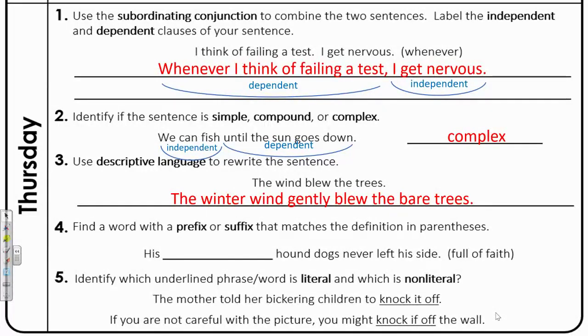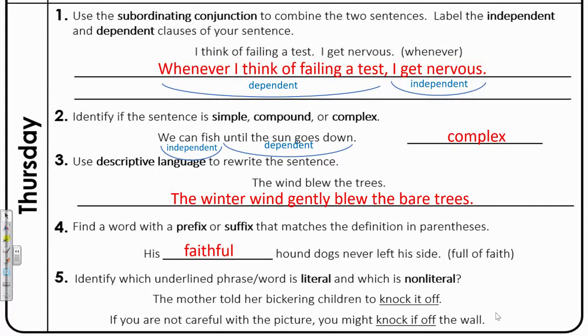Number 4, find a word with a prefix or suffix that matches the definition in parentheses. His blank hound dogs never left his side. They want us to find a word that means full of faith. What kind of hound dogs? Faithful, using that suffix ful.